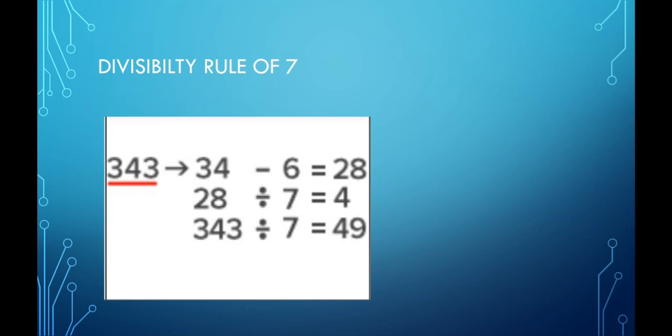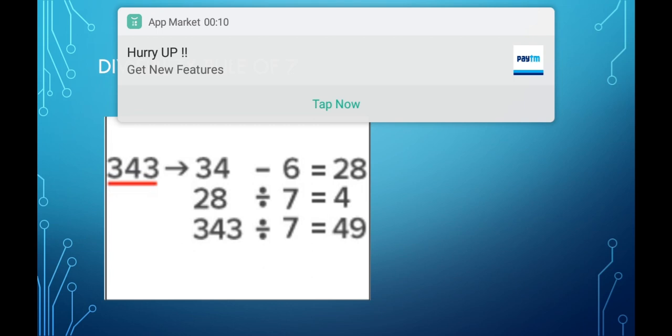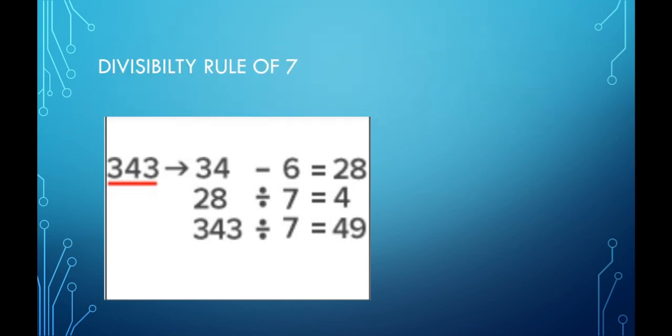And what is the rest of the number? That is 34. Now we have to subtract from the rest. So 6 has to be subtracted from 34. So what are we getting? 28. So this is our new number. Now we have to check whether this new number is divisible by 7 or not. If this new number is divisible by 7, then the original number is also divisible by 7. So here we have got 28, and 28 is divisible by 7. We are getting 4 and there is no remainder. So that means it is divisible, and the old number, that is 343, is also divisible by 7.